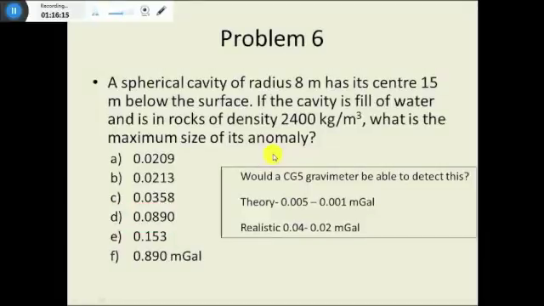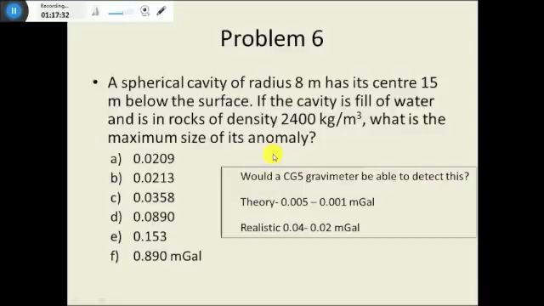So now that you've done that, would a CG5 gravimeter, CG5 is just the name of it, be able to detect this? In theory, they can detect anomalies this small, but in reality, if there's noise, they can only detect larger ones. So would a gravimeter actually be able to detect this anomaly? It would. It means that you could literally do a gravity survey over this cavity, and you would be able to pick it up. Remember we said 0.04 is how sensitive the gravity meter is. And because this anomaly is bigger than 0.04, you would probably be able to pick it up. Theoretically it can pick up much smaller anomalies, but this is assuming no wind, no problems, no nothing.